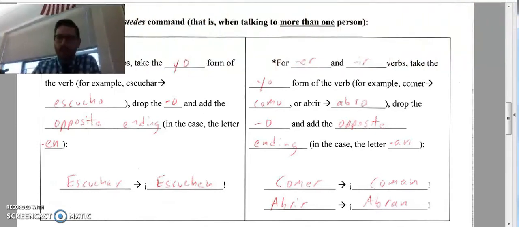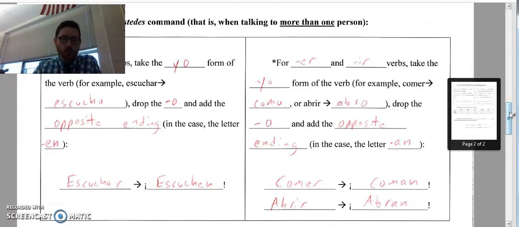And then for ER and IR verbs, you would take the O from the verb. For example, comer would change to como, abrir would change to abro. You drop the O, and then add the opposite ending, which in this case is the letters AN. So for example, comer would change to coman, abrir would change to abran, which is where I get that word that I say all the time. If I tell you to open your books to something, abran los libros a la página, whatever it is.